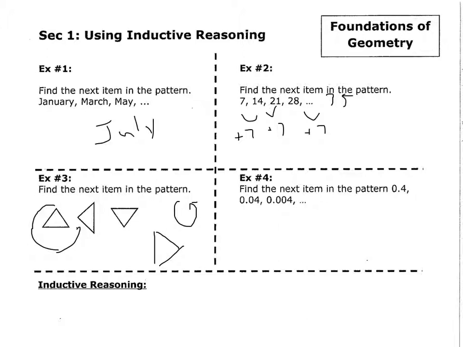Okay? And example number 4, you're just adding an additional 0 on every single time. Or you're just moving your decimal place over to the left one more time. So this time we'll just move it one more to the left, so you would have 0.0004.